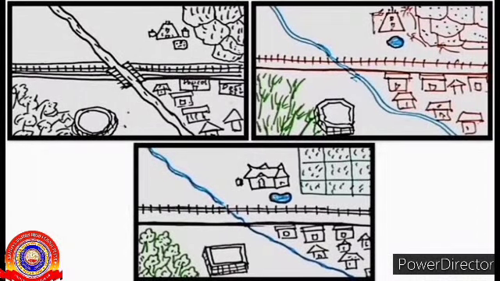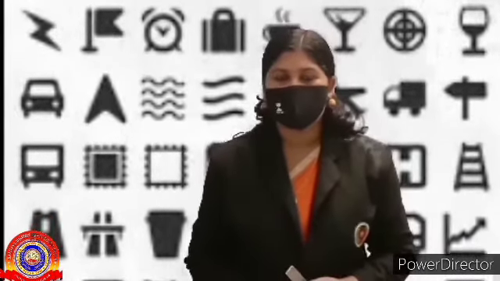Students, observe these 3 sketches drawn by 3 students. Do you find any similarities? No, isn't it? There is no uniformity in the signs and symbols used by the 3 students in preparing the sketch. Map reading will be confusing if different countries use different signs and symbols for map making. That is why internationally accepted signs and symbols are used for making maps. Now, let's discuss signs and symbols used in maps.